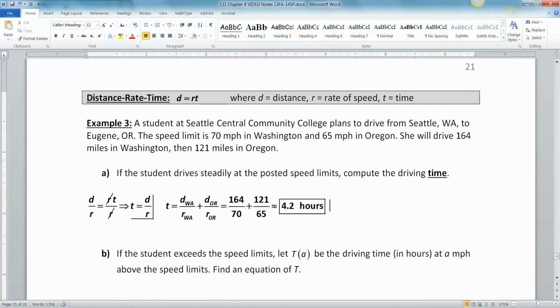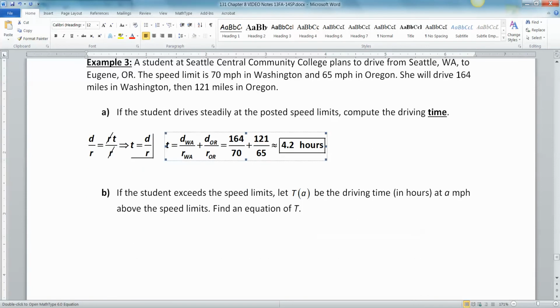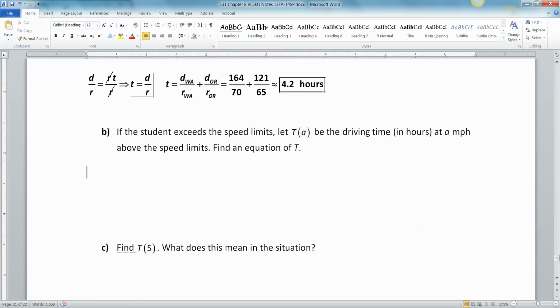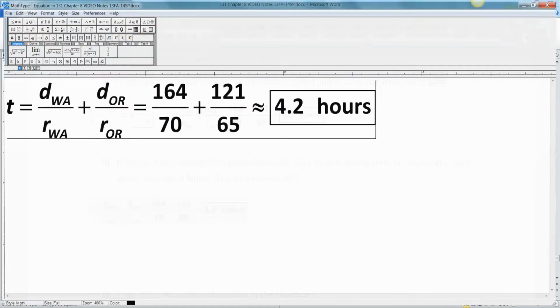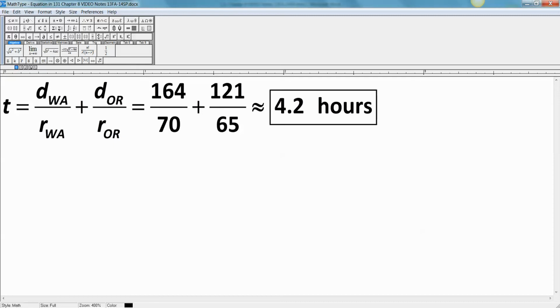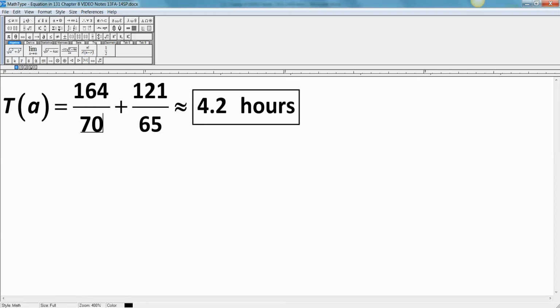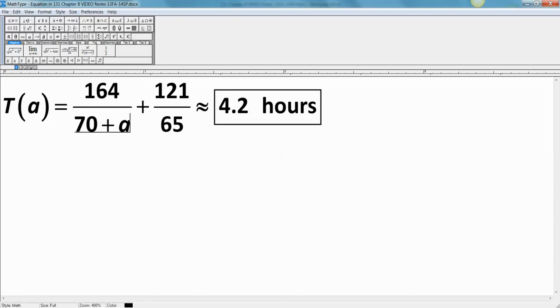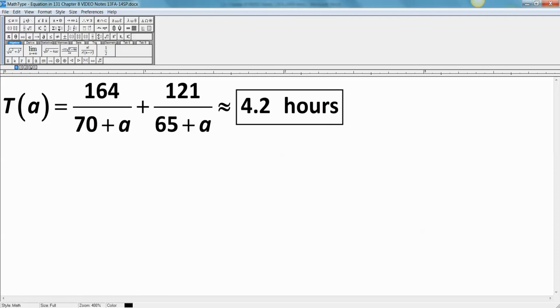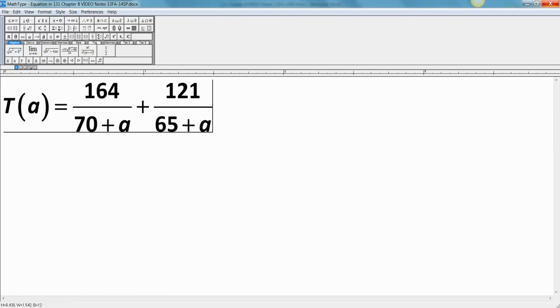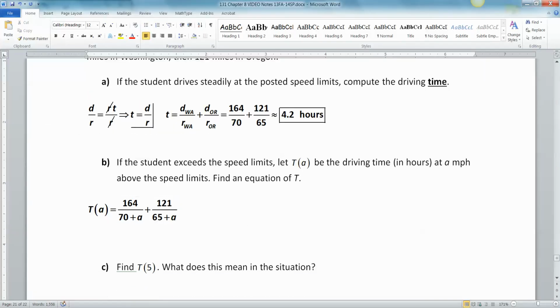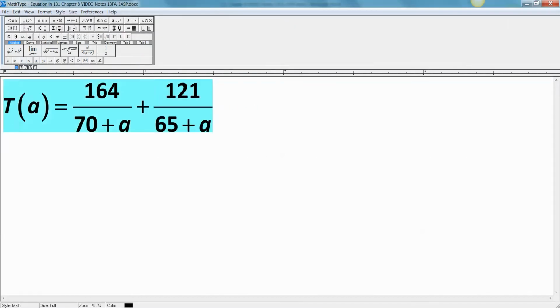All right, we're done with that one. Now, let's suppose that this driver exceeds the speed limit. So we found her time if she goes exactly the speed limit. So let's find her equation if she doesn't go the speed limit. If she goes faster by a miles per hour. So it's going to become a new function, t of a. And then instead of going 70, she's going 70 plus a, and then 65 plus a. And there we go. Because her distances haven't changed. I mean, Oregon and Washington aren't changing just because she drives faster. So there's the overall answer.